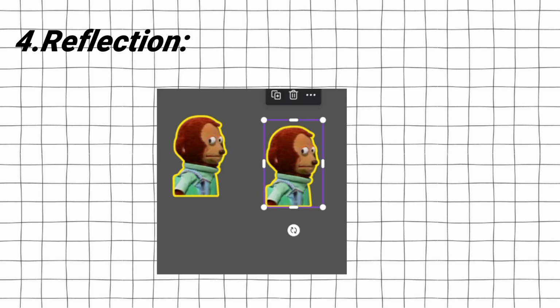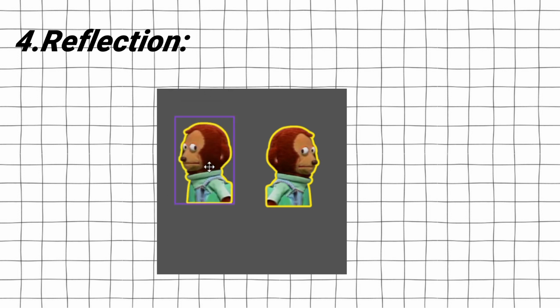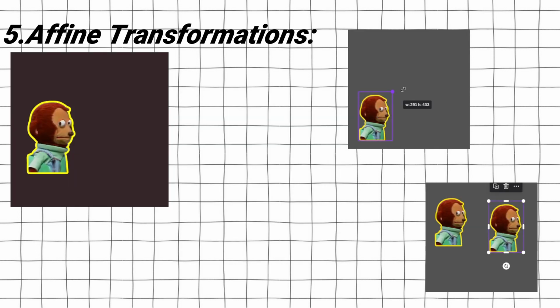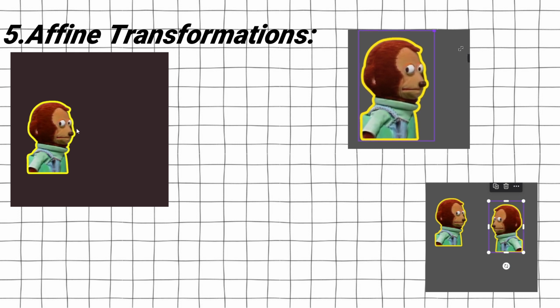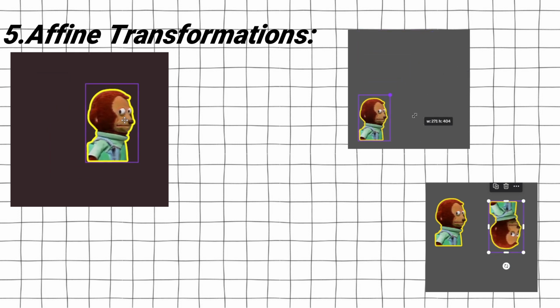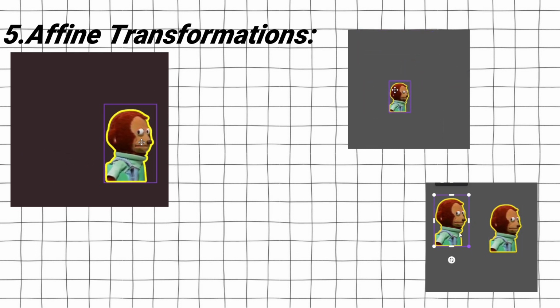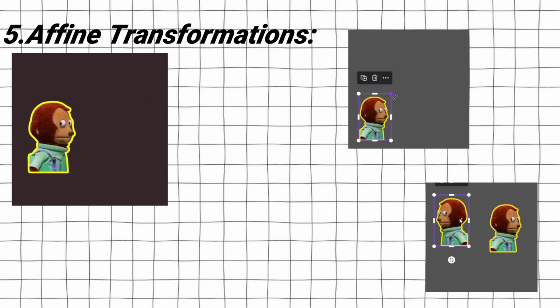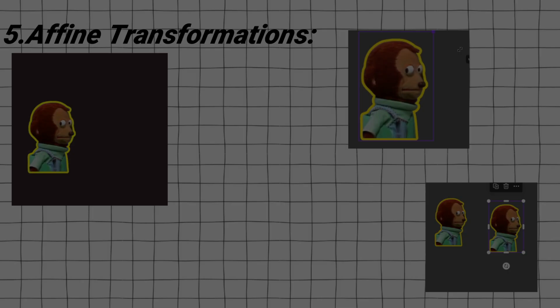Reflection mirrors an object across a specified plane, creating a symmetrical effect. So it could be like flipping an image from left to right or right to left or up to down or down to up. Affine transformation is basically the combination of translation, rotation, scaling and shearing, offering a comprehensive way to modify the geometric elements. It's basically the combination of all the functions.